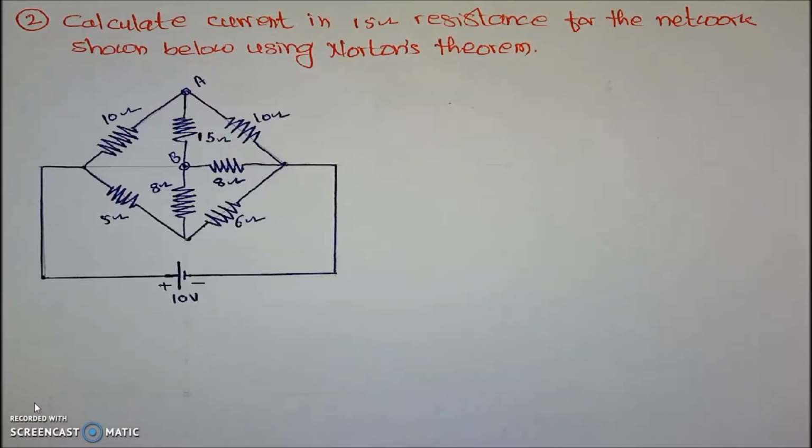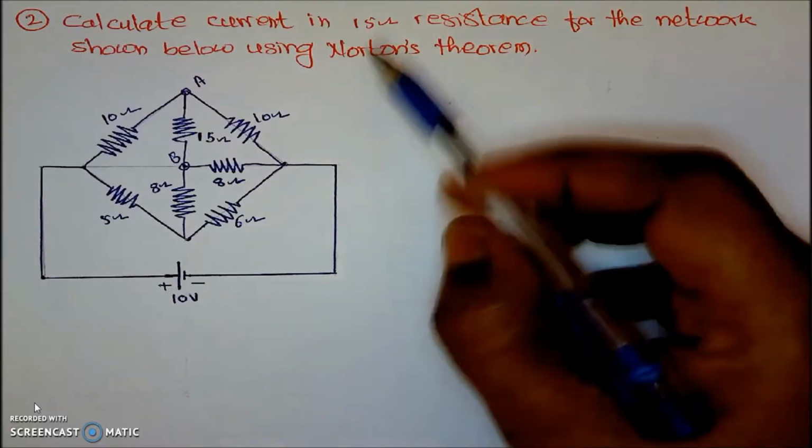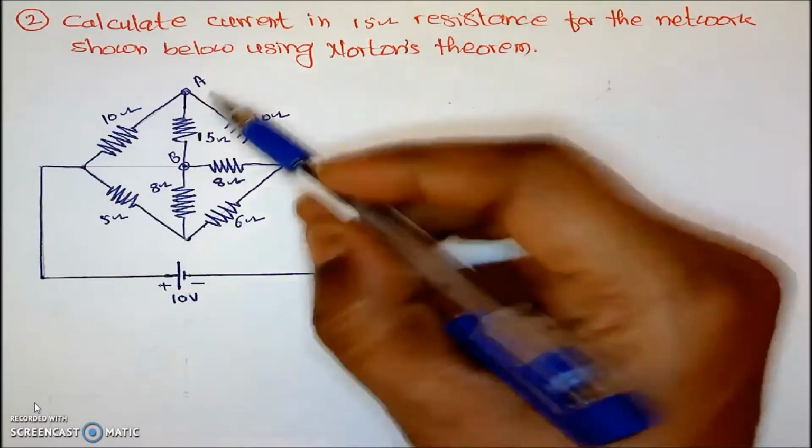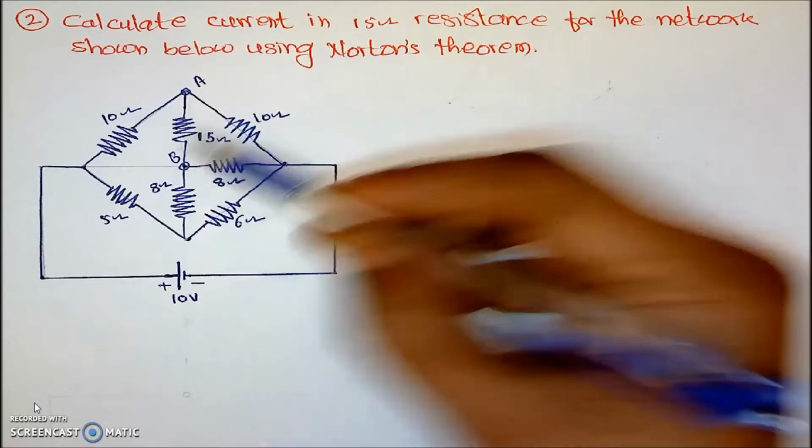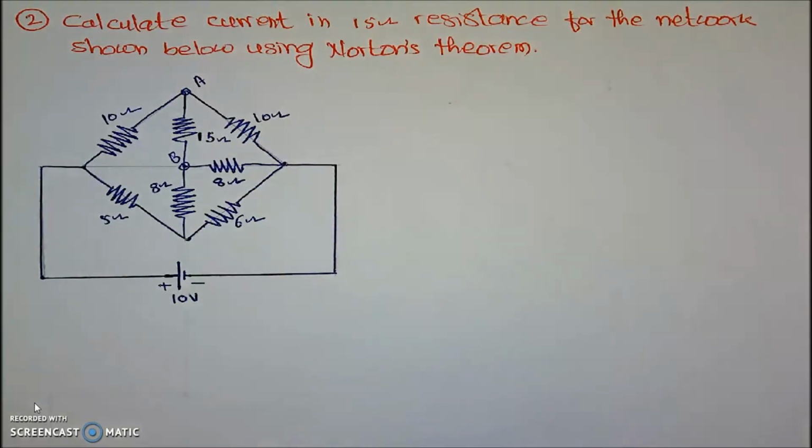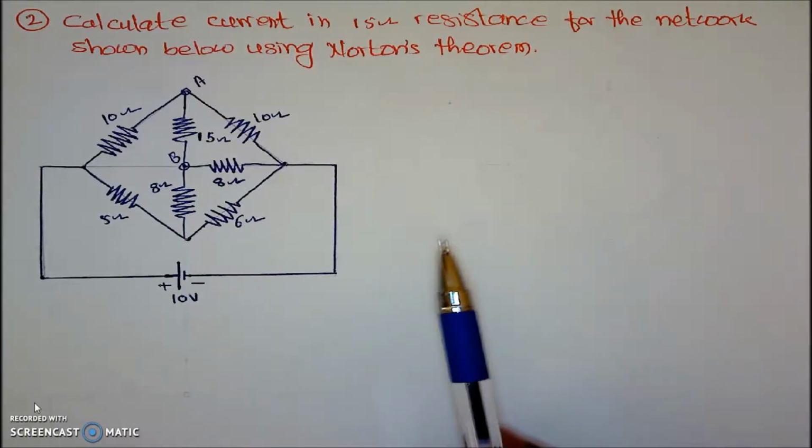from G.H. Raisoni Institute of Engineering and Technology, and in this video we will try to understand how to calculate current in 15 ohm resistance which is connected between the terminals A and B for this given network using the Norton's theorem. Now here in this case we will apply the basic steps of the Norton's theorem.